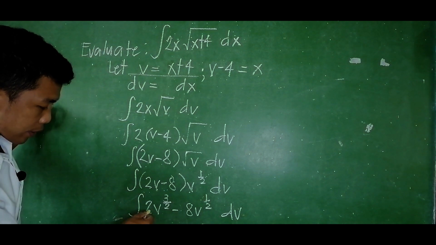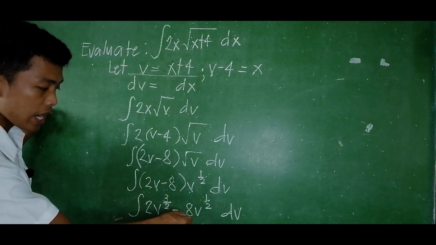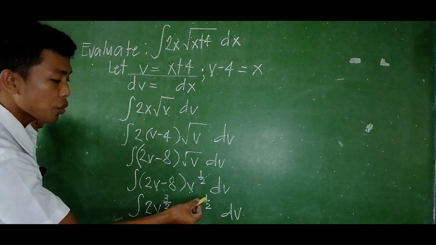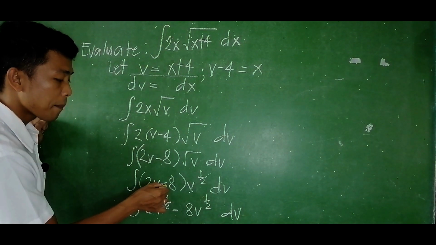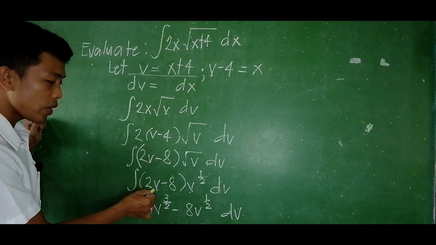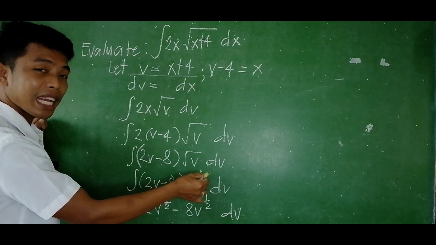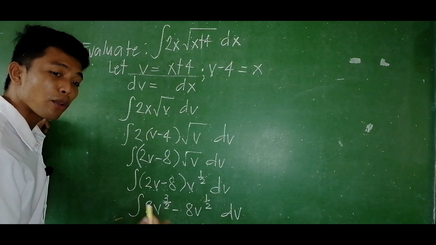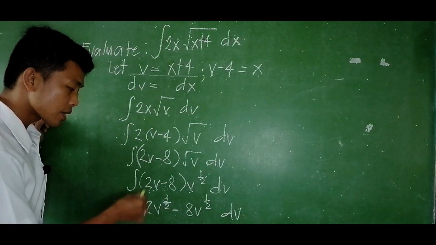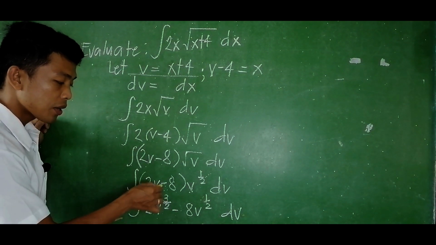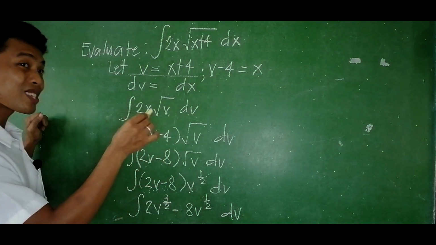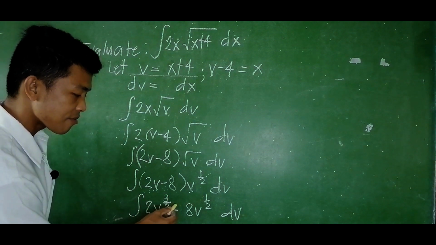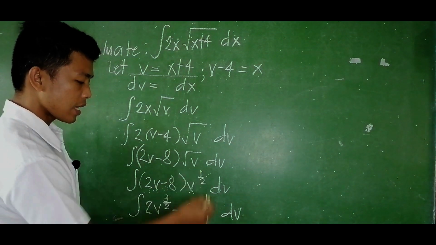Again, how do we find 2v raised to 3/2 minus 8v raised to 1/2? We are going to distribute v raised to 1/2 to 2v minus 8. That is 2v times v raised to 1/2. Again, we add the exponents if we multiply two variables. So, copy 2, then v raised to 1, v raised to 1/2. That would become v raised to 1 plus 1/2. That will give us 3/2 minus 8 times v raised to 1/2.